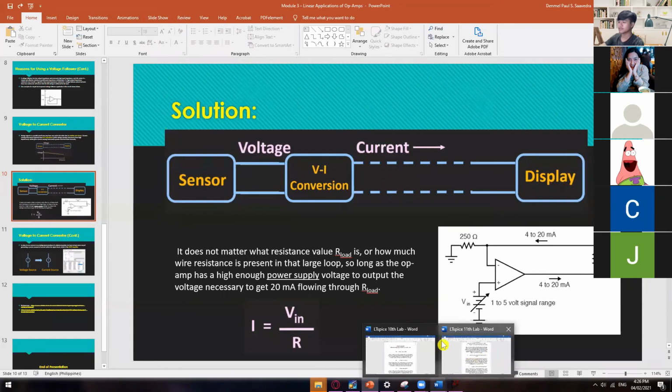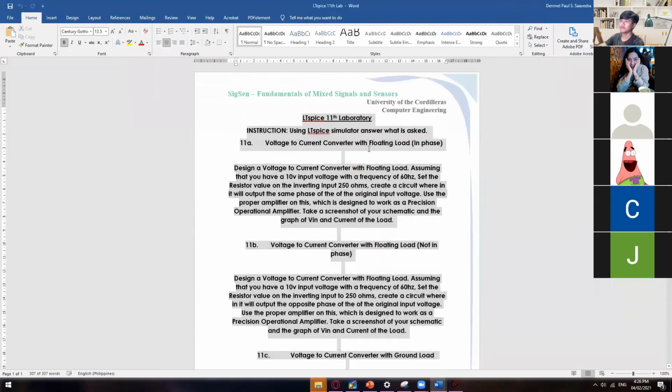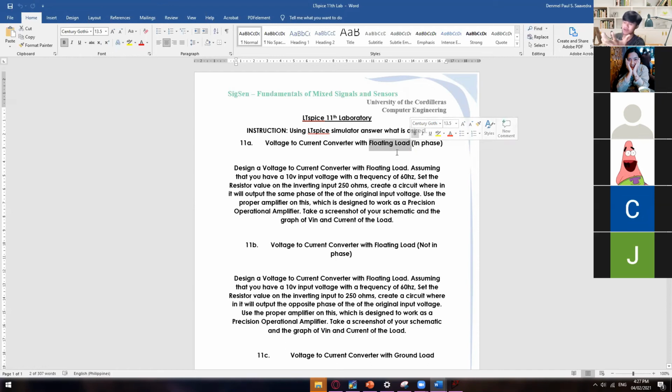So that's it for the discussion, and then we have here your laboratory number 11. This one now is for the voltage to current converter with floating load. So this will be your research assignment. You have to search for the circuit or schematic of a voltage to current converter with floating load. So in a voltage follower, we have the voltage divider, but in here we have a floating load. So what is the schematic of the floating load?